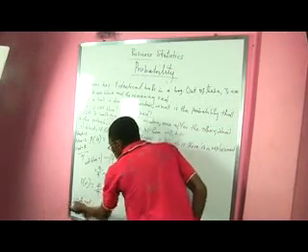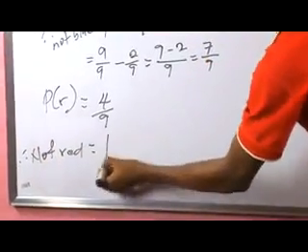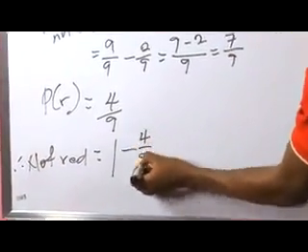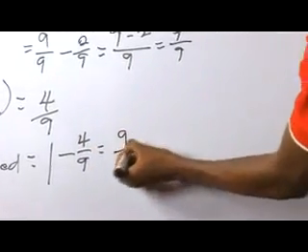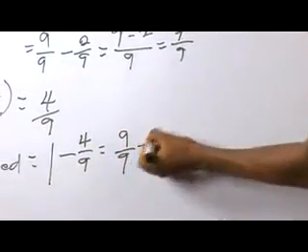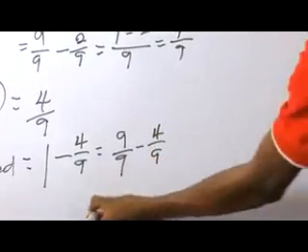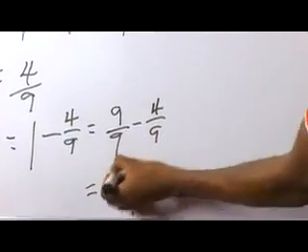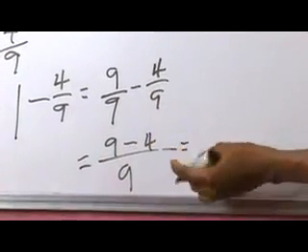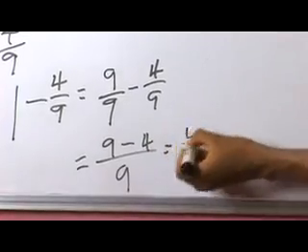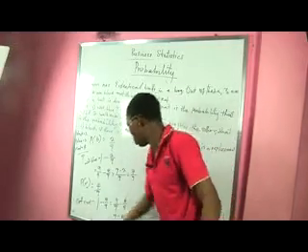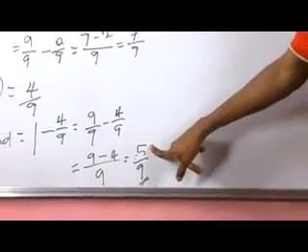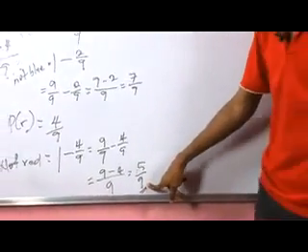So not red equals 1 minus 4 out of 9, which is the same thing as 9 over 9 minus 4 over 9, which is equal to, with the LCM of 9, 9 minus 4. If you subtract that, you are expected to get 5 over 9. So the probability of not being red is 5 out of 9. I hope that is clear.